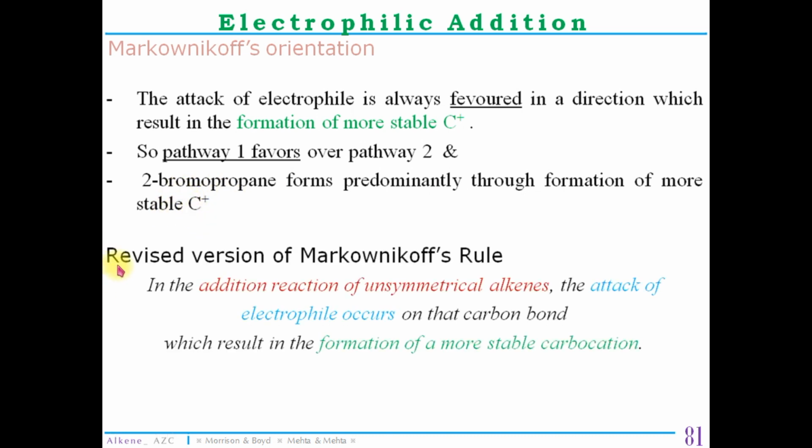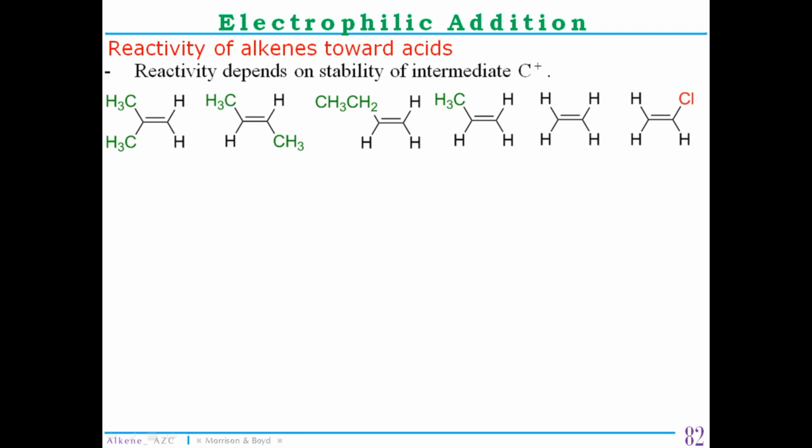We have a revised version of the Markovnikov rule. The statement is: in the addition reaction of unsymmetrical alkenes, the attack of electrophile occurs on that carbon which results in the formation of the more stable carbocation. Reactivity of alkenes toward acids: reactivity depends on the stability of the intermediate carbocation. Here we have a series of examples.